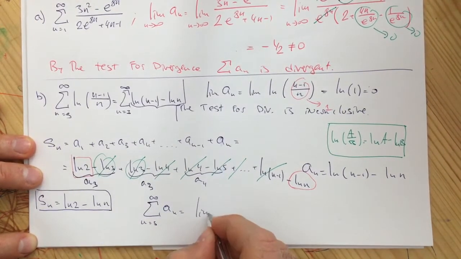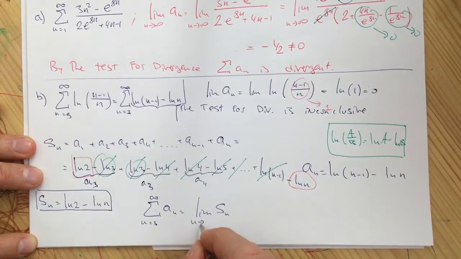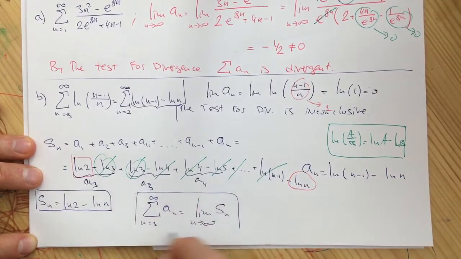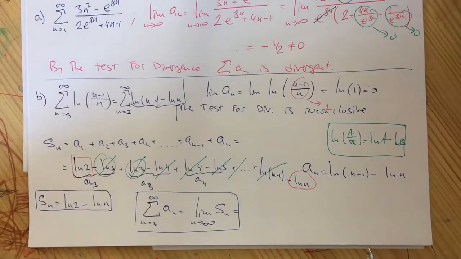Now, in order to prove whether this is convergent or divergent, you have to know the definition of infinite sums, and that's that the sum of an as n goes to infinity is equal to the limit of the nth partial sum as n goes to infinity. Okay, and of course, this definition also pops up quite a lot in the past finals.